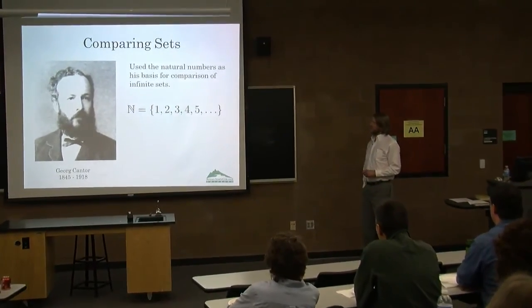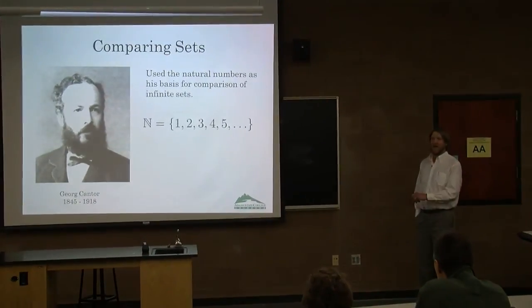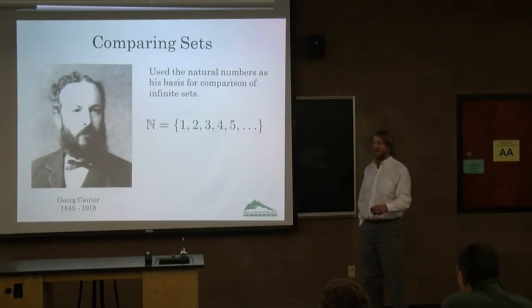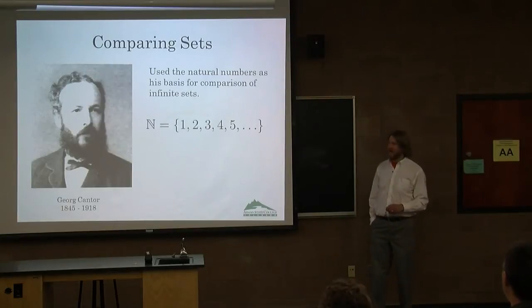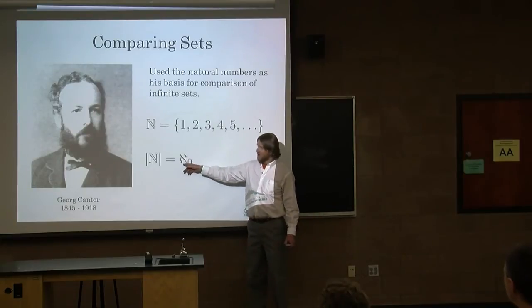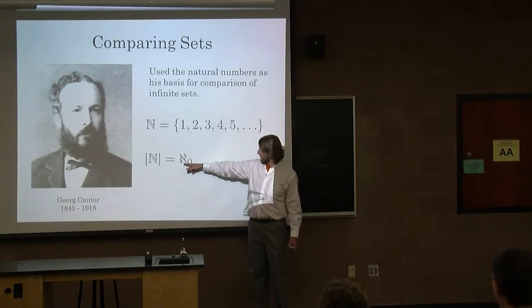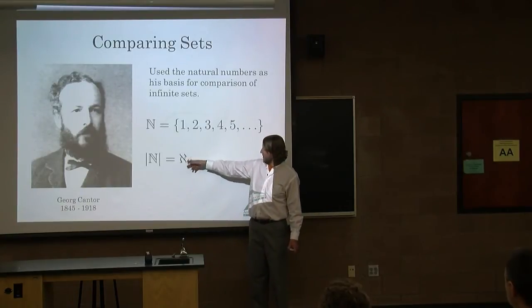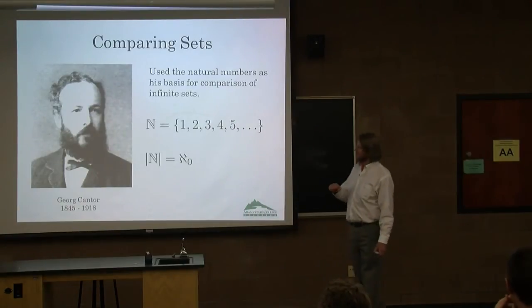And so he says, well, I want to say how many elements are in this set so that I can compare other sets to it and say that they have the same number of elements. Well, it's got more than 5 elements. It's got more than 10 elements. So he decided he was going to have to invent a new number, what he called a transfinite number. And for the transfinite number, he decided to use the first letter of the Hebrew alphabet. So this is the Hebrew letter Aleph. Aleph sub-zero, which mathematicians typically refer to as Aleph naught.